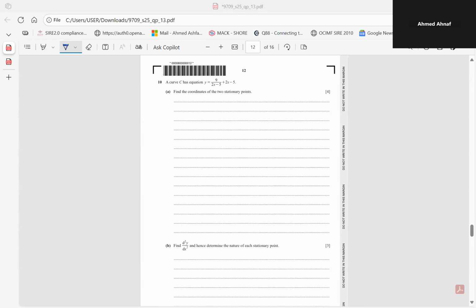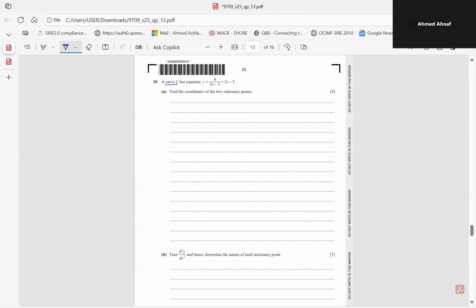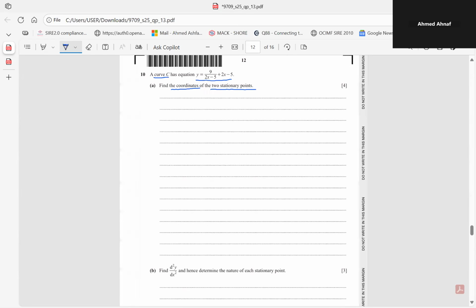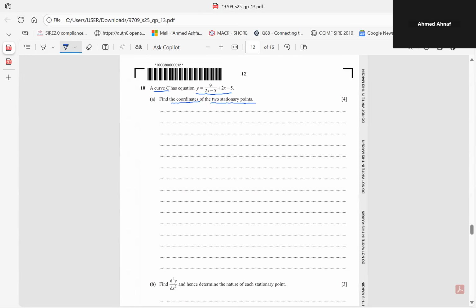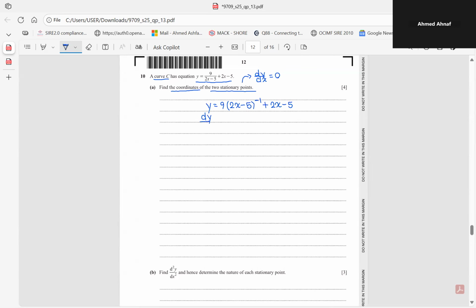Okay, so for this question, we're told that a curve C has this equation. And for part A, we're going to have to find the coordinates of the two stationary points. So to find the stationary points, we have to know that at the stationary points, dy/dx would be equal to 0. Okay, so first of all, let's express y as 9 times (2x minus 5) to the power of -1 plus 2x minus 5. Now let's find dy/dx.